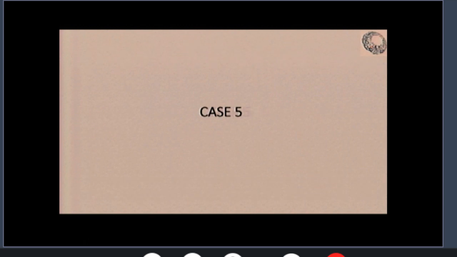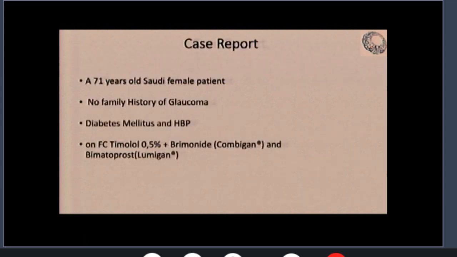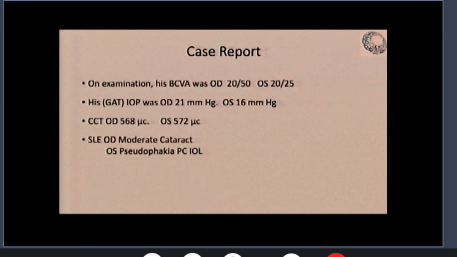Okay, last case. A 71-year-old Saudi female patient, no family history of glaucoma. The Saudi package, diabetes and high blood pressure, on timolol and brimonidine, Combigan, plus bimatoprost. These are the physical examination findings. Best corrected visual acuity 20/50 and 20/25. Intraocular pressure 21 and 16.